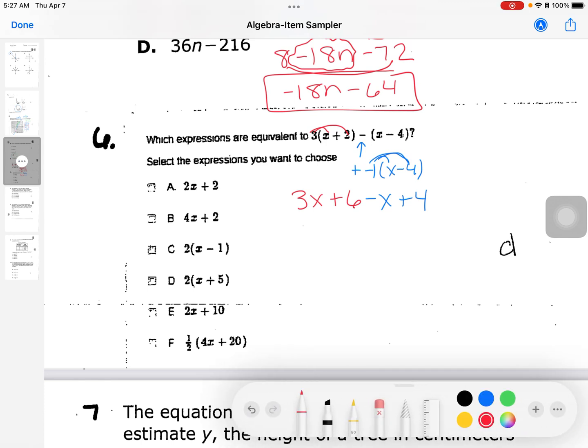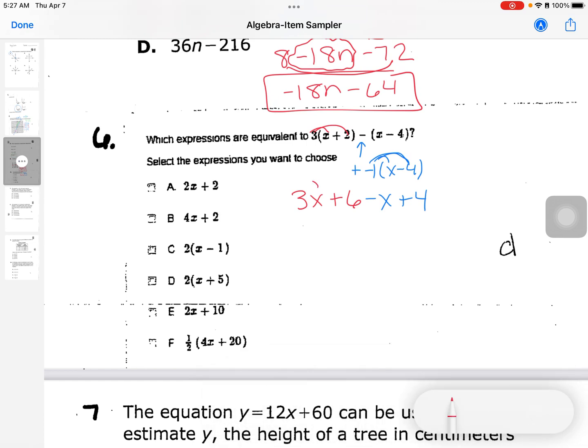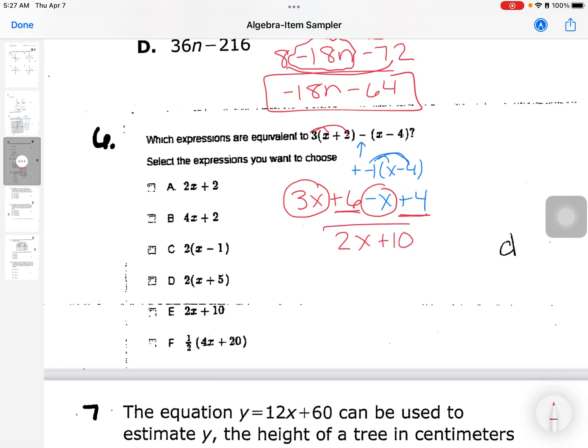Combining my like terms, what would I get? Well, 3x minus an x would be 2x. And then I have a positive 6 and a positive 4, which would be 10. So now I need to think about which one of these expressions, and notice it said select the expression, so there's probably multiple answers here that match this. Can you find which ones match this? Well, it's obvious that E would be an example, because that matches exactly.